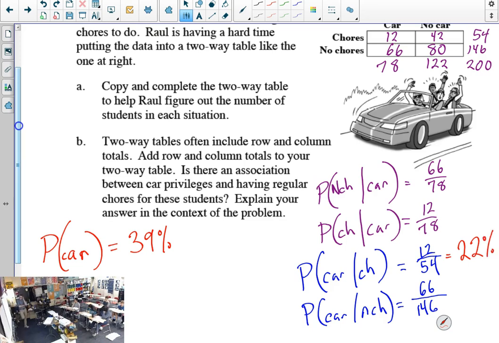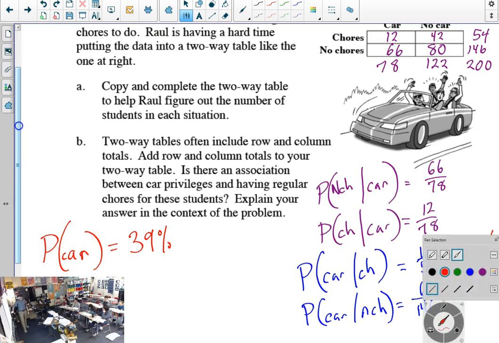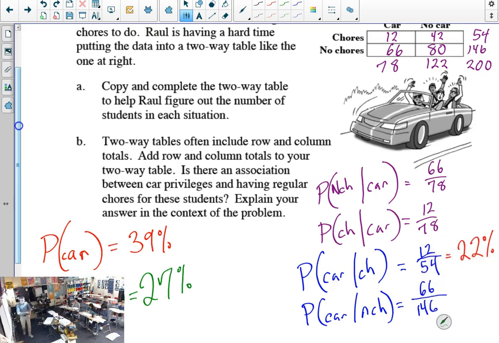Does that help us at all? Should we look at the chores? What's the probability that a kid has chores? 27%. Yeah, 27%. He's good. So now we know just the probability of a car out of everybody, and just the probability of chores out of everybody.